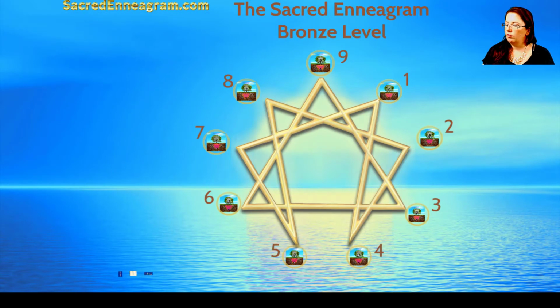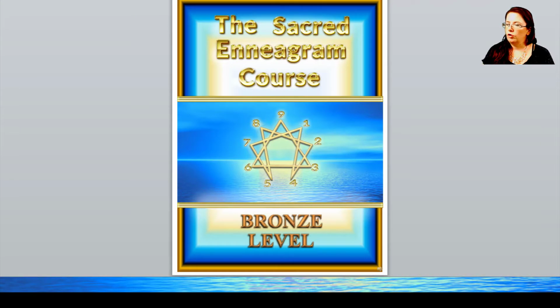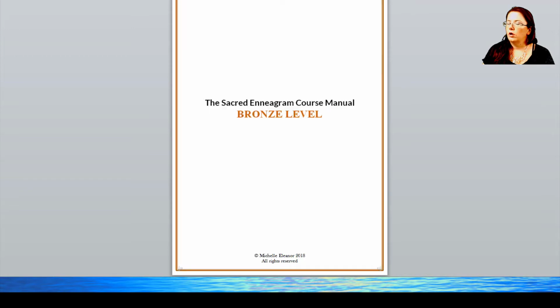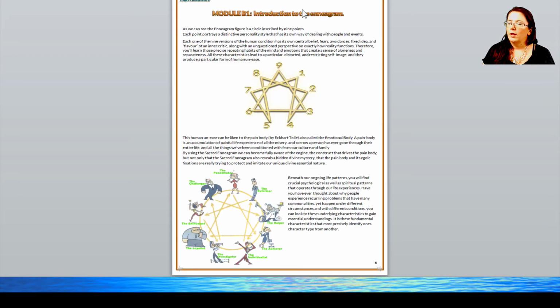So I'll just bring up the Sacred Enneagram Bronze Level Manual, which corresponds with the Sacred Enneagram Bronze Level Map. Here we go. This is the Bronze Level Manual, digital version. I'll flick through to show you how to use this manual along with the Sacred Enneagram Map. So you will see on page 6 in the Sacred Enneagram Bronze Manual, up in the top right hand corner, you will see map frames.